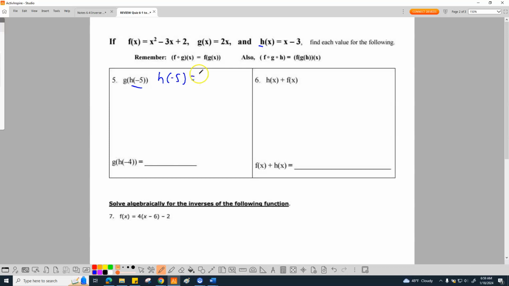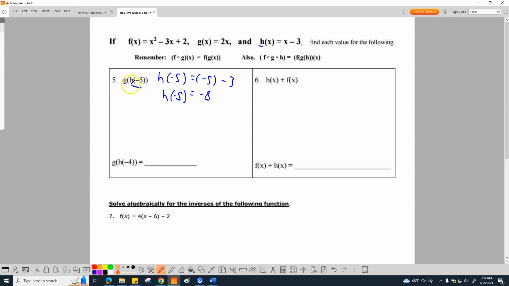Let's go ahead and just find it into a number. H of negative 5 equals, don't forget writing your parentheses out for your x's, and what goes in there is negative 5. So h of negative 5 equals negative 5 minus 3 is negative 8. So see how we solve this problem? Instead of solving this crazy complicated thing, we now have two problems to solve. Now I know that h of negative 5 is equal to negative 8.